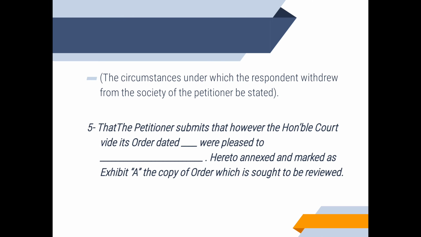Then the circumstances under which the respondent withdrew from the society of the petitioner must be stated, because it will be a very strong argument to review the judgment if something was missed by the eye of the court. Then it can be mentioned that the petitioner submits that the Honorable Court, vide order dated so and so, was pleased to pass so and so order. Means you have to give in short the detail of what order was passed, and you can also mention that a copy of the order is annexed with this petition as well.